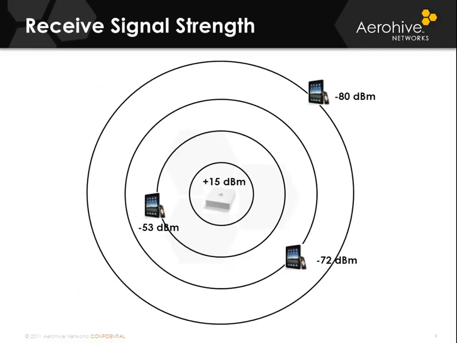Received signal strength can vary based on distance alone without any other source of interference. Notice the devices that are closer to the access point are receiving at a negative 53 dBm, and as we move farther away, negative 72 and negative 80. Very weak signals are unreliable for transmission because they are closer to a noise floor and may receive corrupted frames due to interference from non-802.11 sources of RF energy.